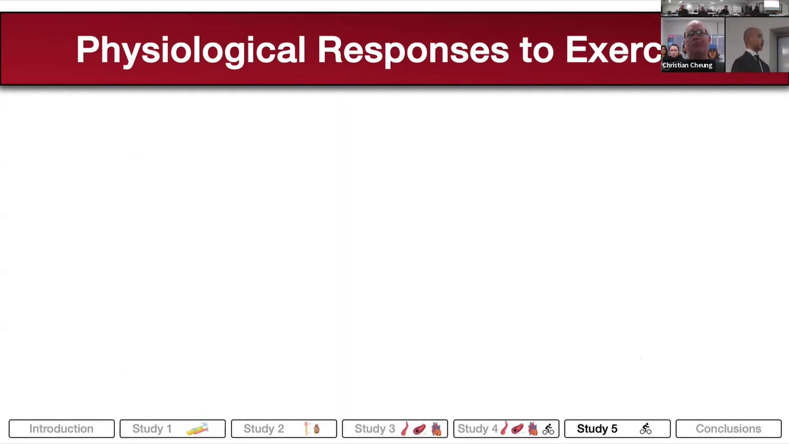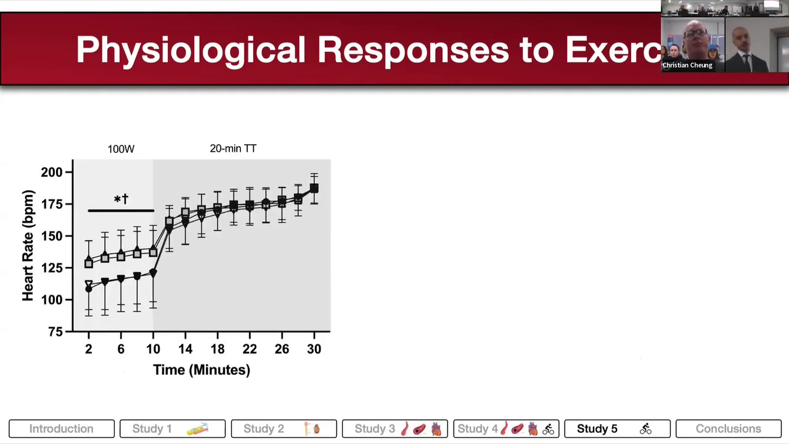Before I do, I'll just quickly talk about the physiological responses to exercise. And what we noted when we looked at heart rate was that during the submaximal exercise period, both THC-containing conditions significantly elevated exercising heart rate. However, this effect disappeared once they initiated maximal exercise.